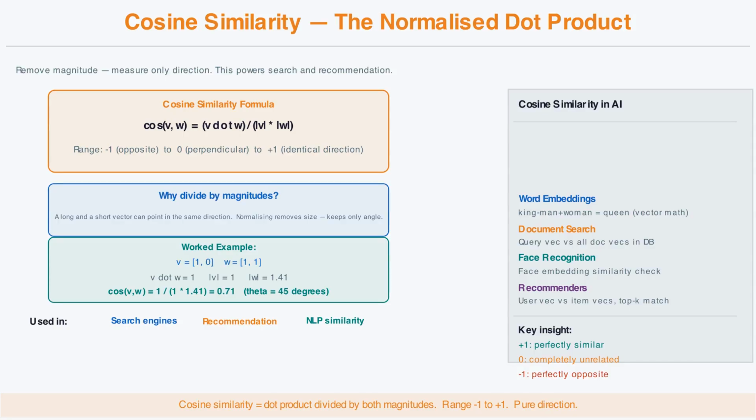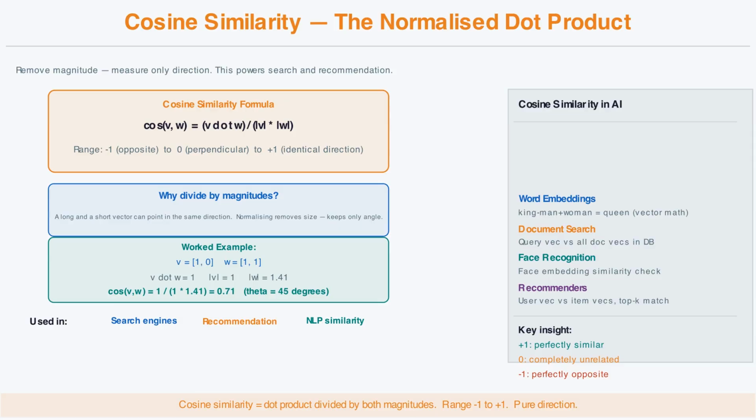To fix this, we normalize. We divide the dot product by the magnitude of v times the magnitude of w. The result is called cosine similarity, and it ranges from -1 to +1, pure direction, no size. A cosine similarity of +1 means the vectors point in exactly the same direction, identical direction regardless of length. 0 means they are perpendicular, no relationship at all. -1 means they point in exactly opposite directions.